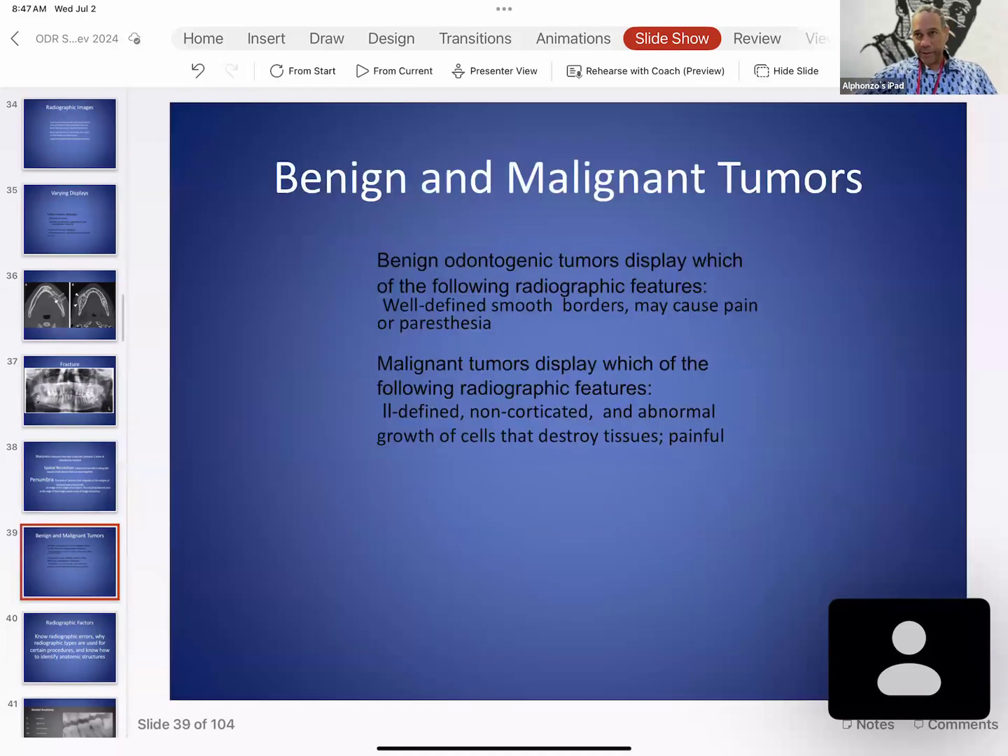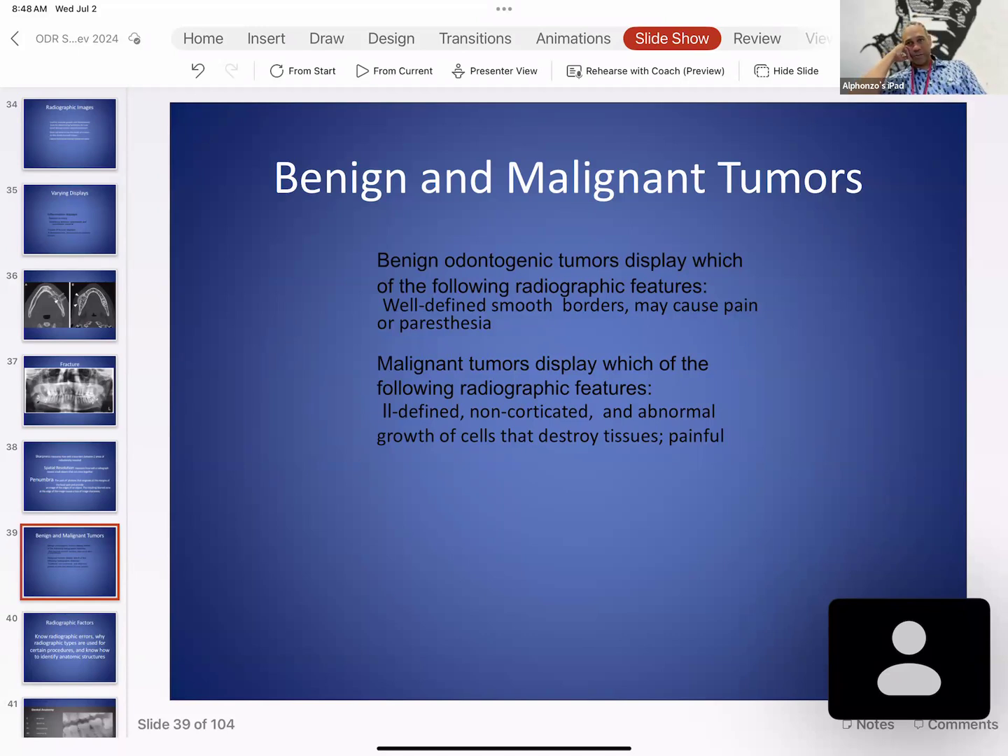I put this slide in here, even though we didn't talk about this summer. I think we talked about it in the fall, benign and malignant tumors. So you should understand the difference between the two. They're well-defined small borders that may cause pain or paresthesia. Benign lesions tend to be, I call them pressure lesions. They apply pressure and they expand in that fashion. Malignant tumors are more destructive. They destroy by growing, and they grow the way they want to grow, despite the tissues around them.